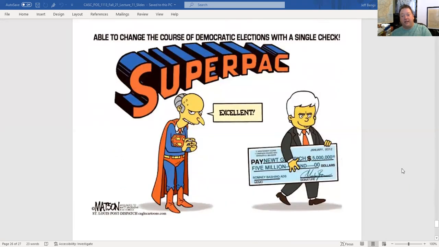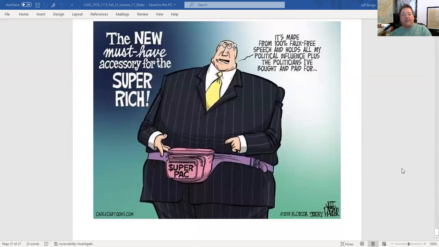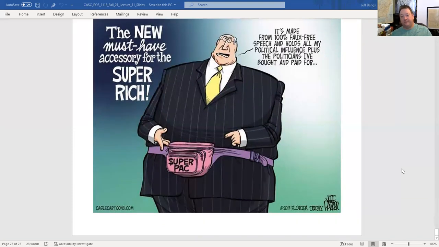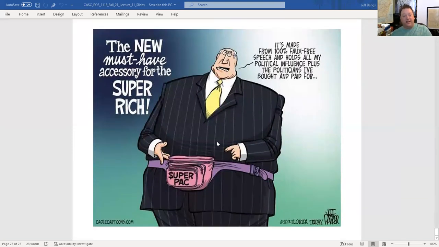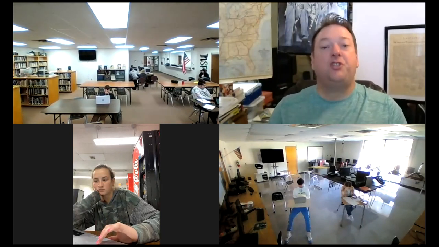This cartoon is a fairly accurate representation. They're able to change the course of a democratic election with a single check, a super PAC. And the new must-have accessory for the super rich. It's a super PAC that holds all your political influence, plus all the politicians that you bought and paid for. Now, this is a satire cartoon, so it's a little bit over the top, but a lot of truth there about the influence that PACs and super PACs can have on elections.